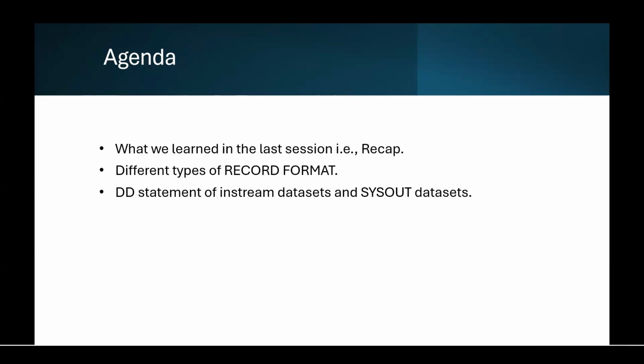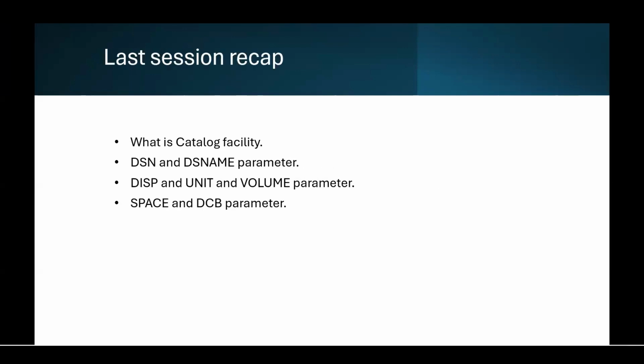So let's start with the first topic, which is the last session recap. In the last session, we learned what the catalog facility is. To keep track of hundreds of files and thousands of datasets, we have a facility that catalogs the location of each file. When you want to access a file, you don't have to know its volume serial number, and the system can look it up in the catalog for you.